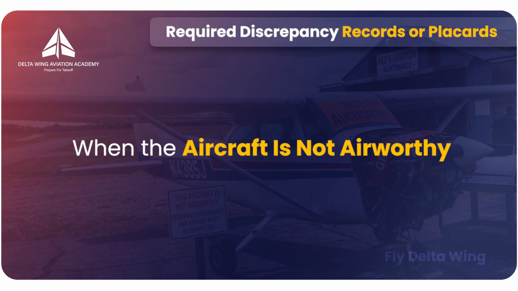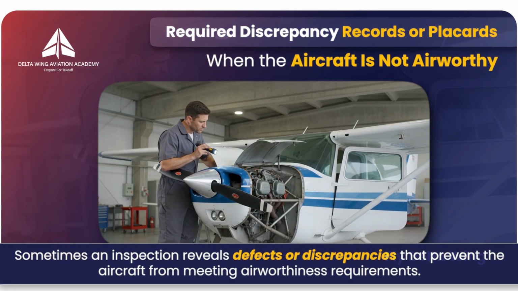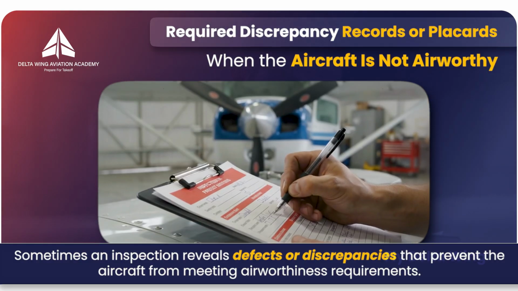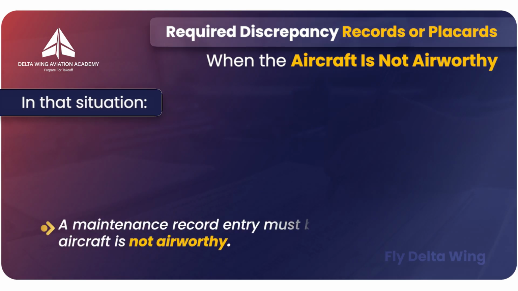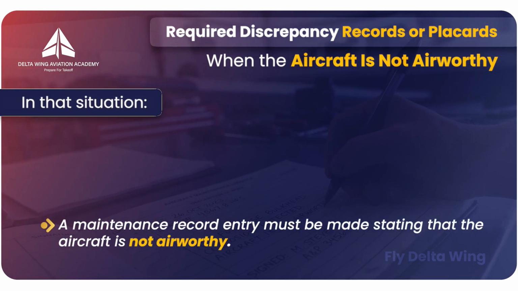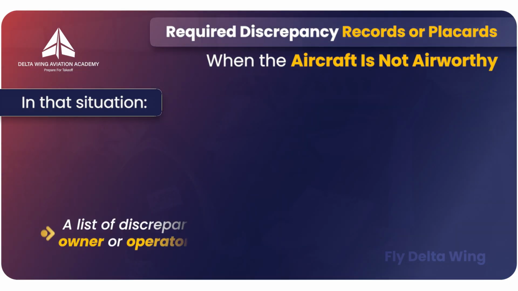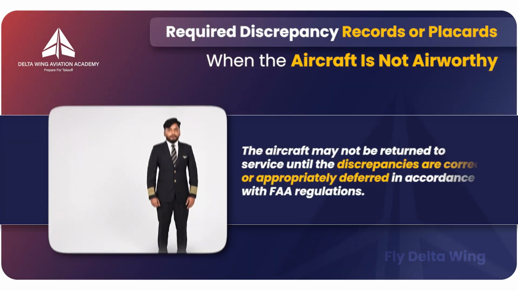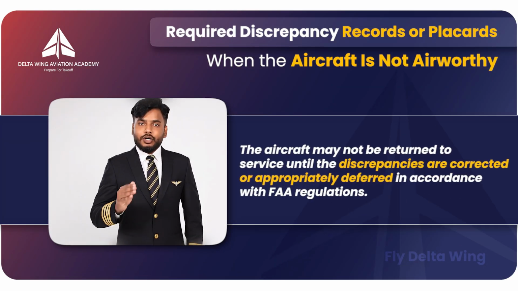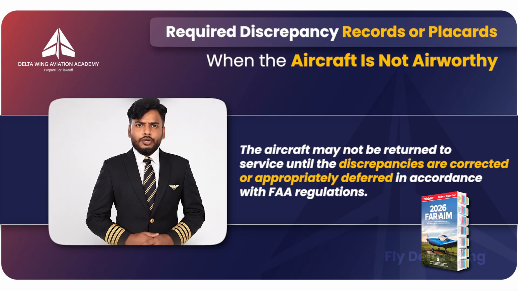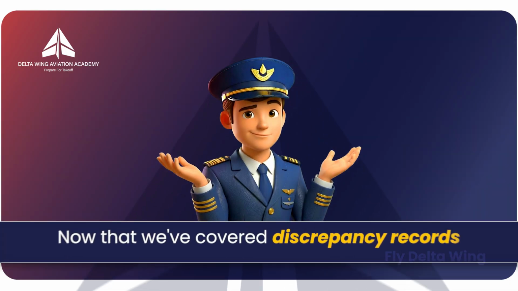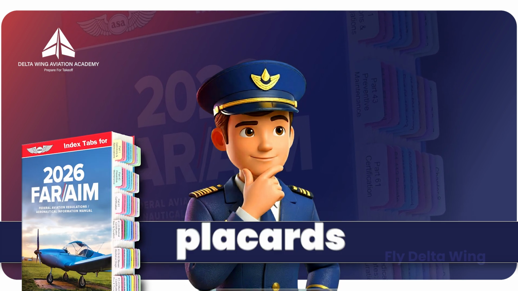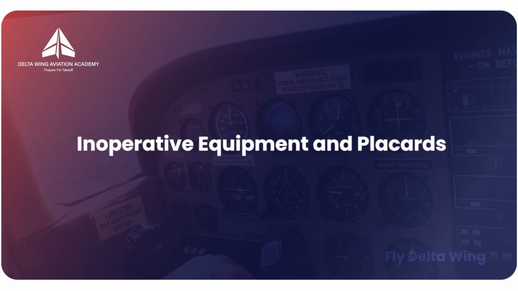When the aircraft is not airworthy, sometimes an inspection reveals defects or discrepancies that prevent the aircraft from meeting airworthiness requirements. In that situation, a maintenance record entry must be made stating that the aircraft is not airworthy. A list of discrepancies must be provided to the aircraft owner or operator. The aircraft may not be returned to service until the discrepancies are corrected or appropriately deferred in accordance with FAA regulations. Now that we've covered discrepancy records, let's look at another important FAA requirement: placards, inoperative equipment and placards.